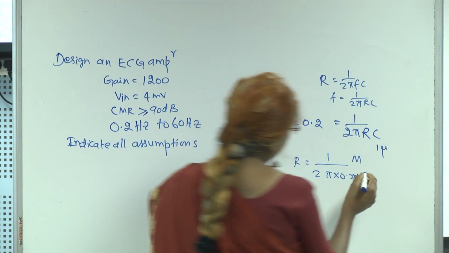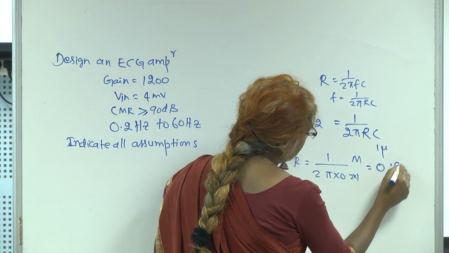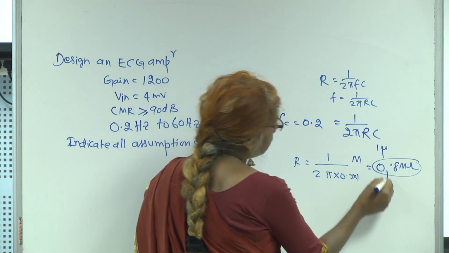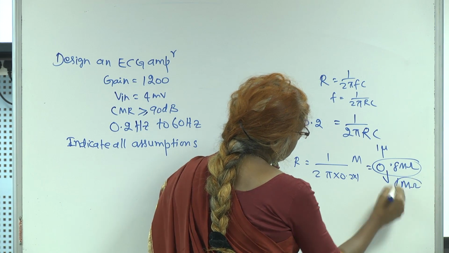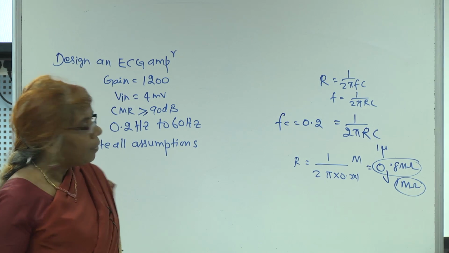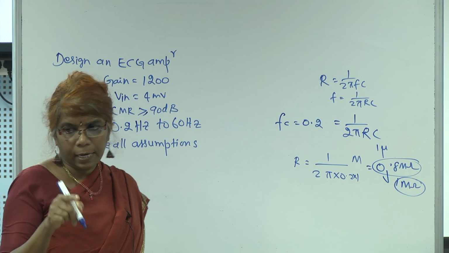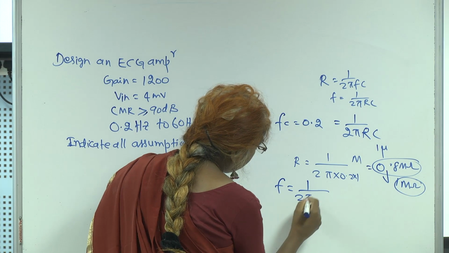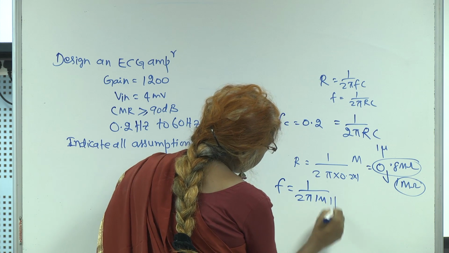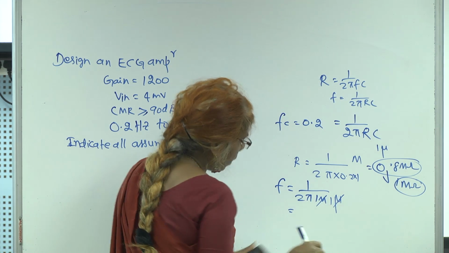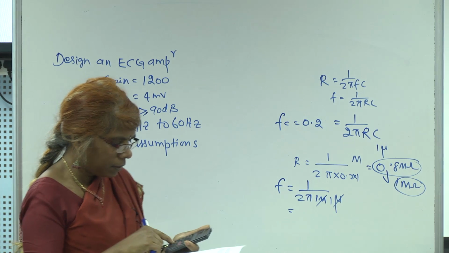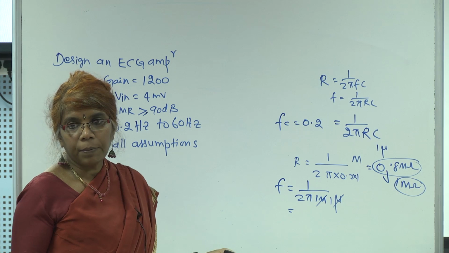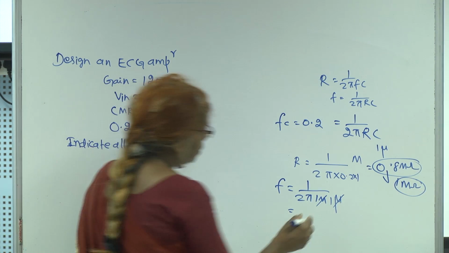Did everyone get 0.8 meg ohm? Is 0.8 meg ohm standard? I don't think so. I can use 1 meg ohm. Okay, if I use 1 meg ohm, am I in the right range? So I go back, F equal to 1 over 2 pi, R is 1 meg, C is 1 micro, micro meg cancels, 1 over 2 pi, correct? 1 divided by 2 divided by pi. 0.159, am I within the ballpark? Very much, okay.